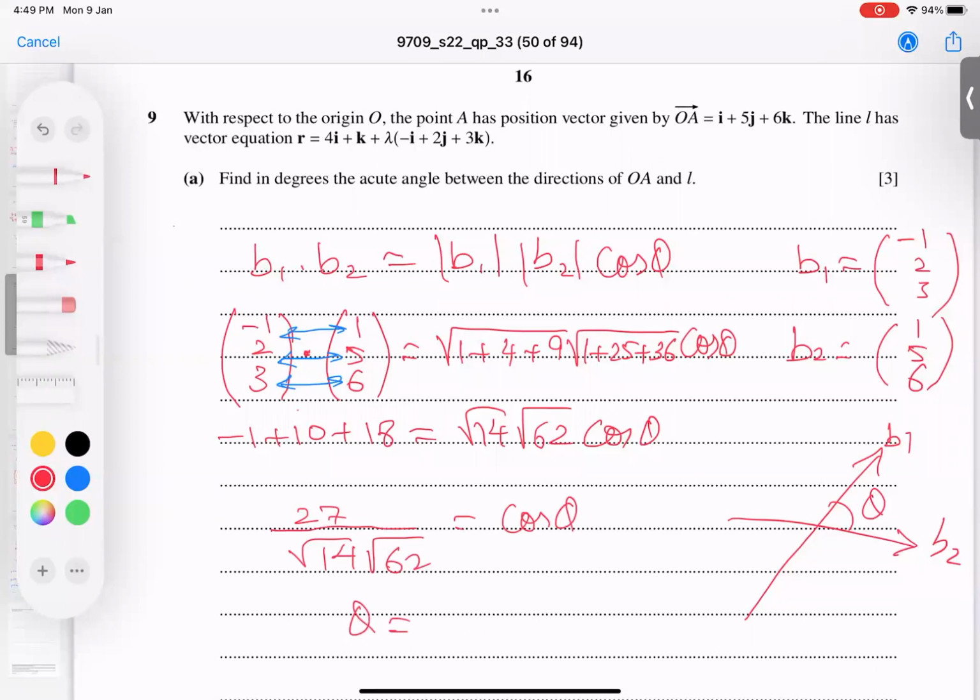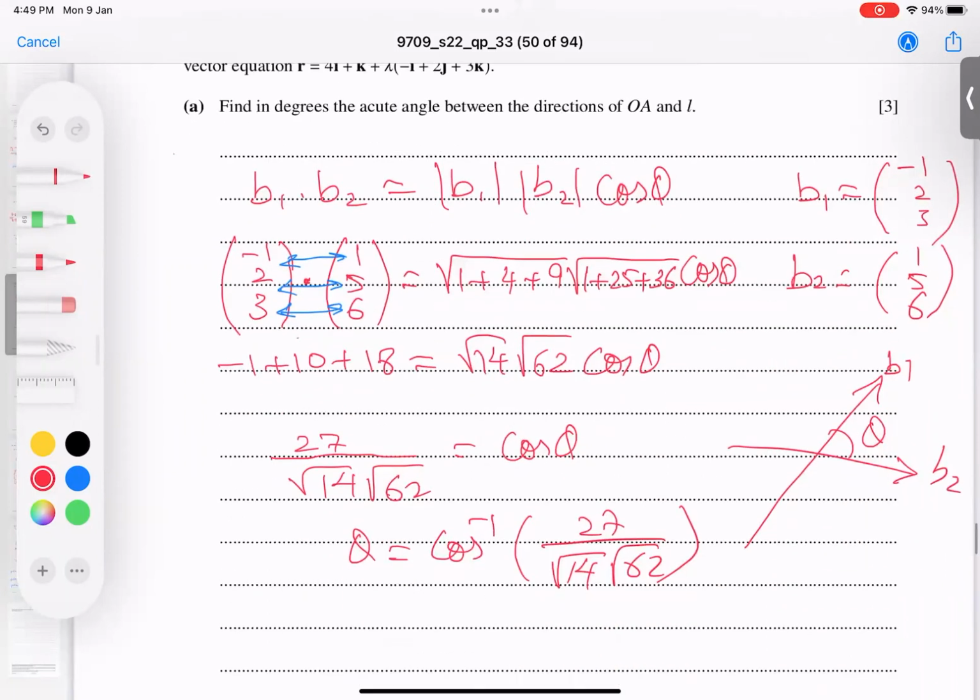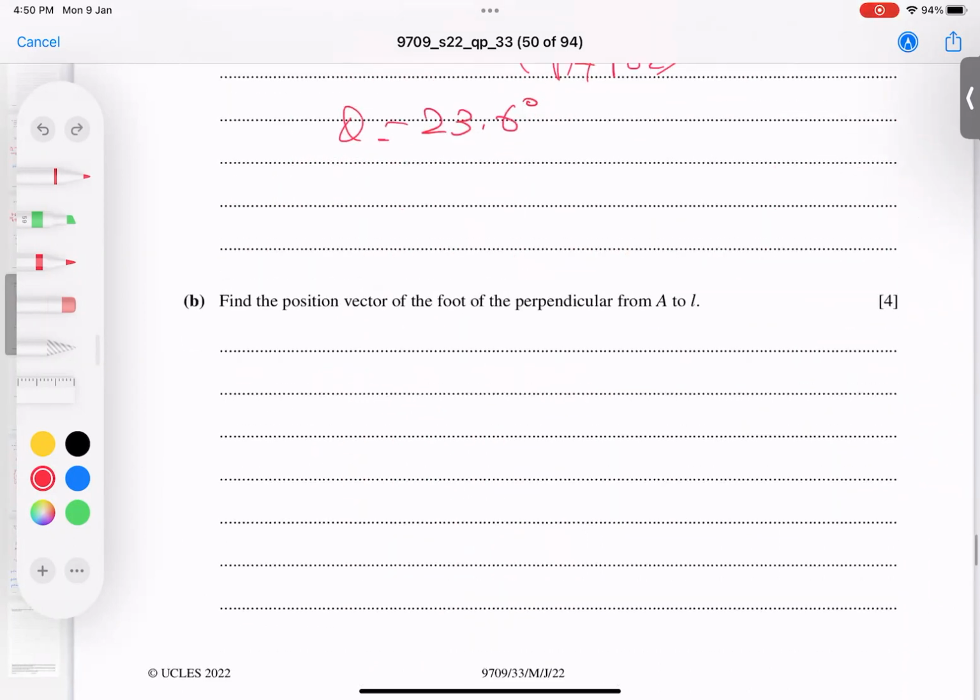Now I will take cos inverse. So cos inverse of the whole thing looks like this: 27 in the numerator, and down below root 14 into root 62. Ultimately my answer, the acute angle asked for, is 23.6 degrees. Alhamdulillah, the first part is very clear. If the answer comes more than 90 degrees, then I subtract it from 180 degrees, because he said acute angle. Here it is itself acute, less than 90, so nothing extra to do.